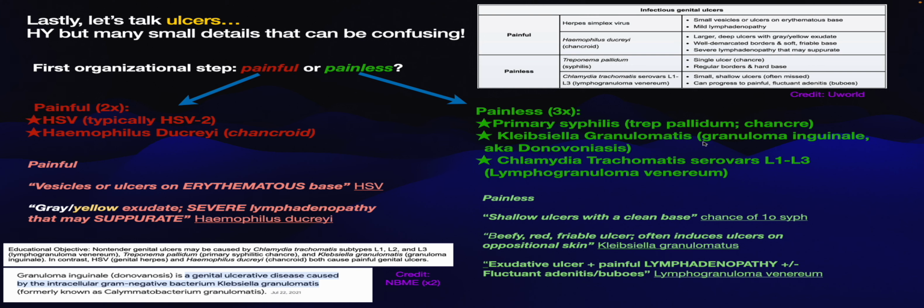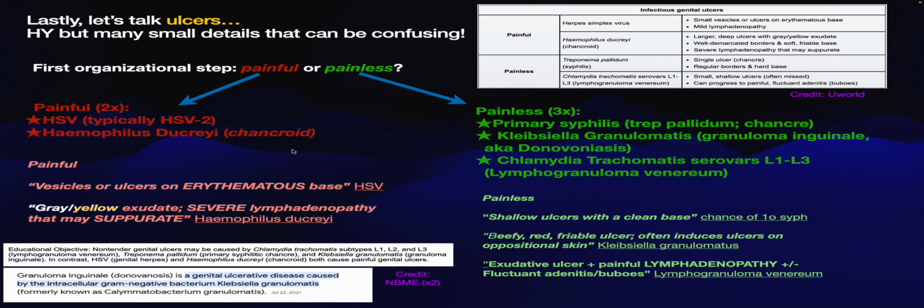And the painless ulcerations are primary syphilis, the chancre, it's also called donovaniasis, which is kind of confusing with Leishmania donovani, but I digress. Granuloma inguinale, caused by Klebsiella granulomatis, and Chlamydia trachomatis serovars L1 through L3, which we all know is lymphogranuloma venereum.